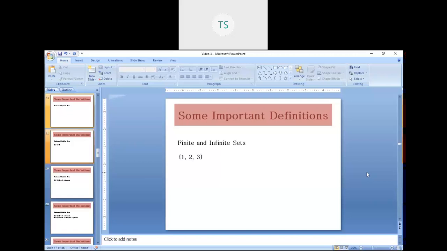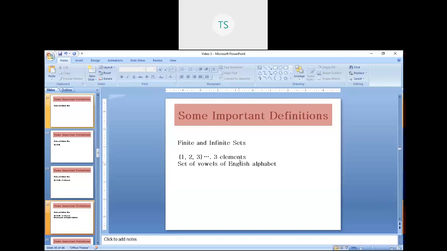If I give you the example of the set containing the elements 1, 2 and 3, in this particular set, how many elements are there? There are 3 elements, 1, 2 and 3. So there are 3 elements in this particular set.